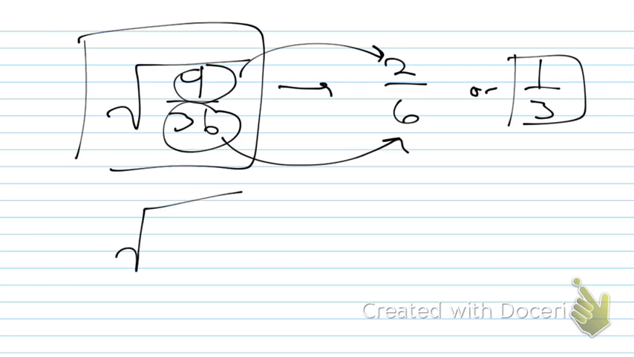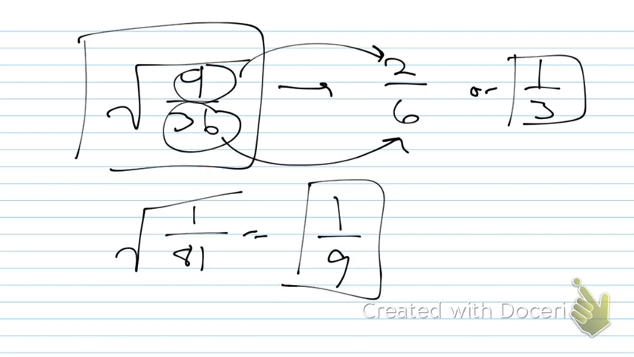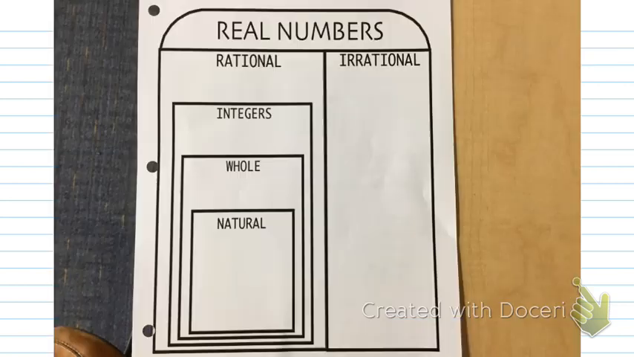What about this one? Square root of 1/81. 1/9. The square root of 1 is 1, because what is 1 times 1? 1. Okay, cool, we're good. Let's get to these notes.